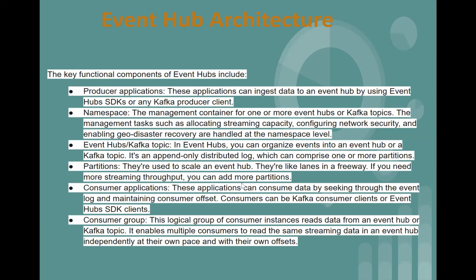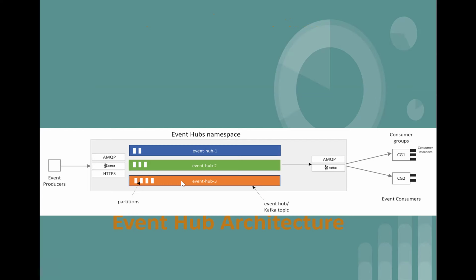So that is the partitions we talked about, increasing the throughput. Consumer applications can consume data by seeking through the event log and maintaining consumer offset. So what is consumer offset? Let's say I told you there are 1,000 customers. I have read 400 customers. So there is an offset that is set for that consumer, that this consumer has read from this topic up to this customer. So next time when it comes to read, it will start reading from 401.